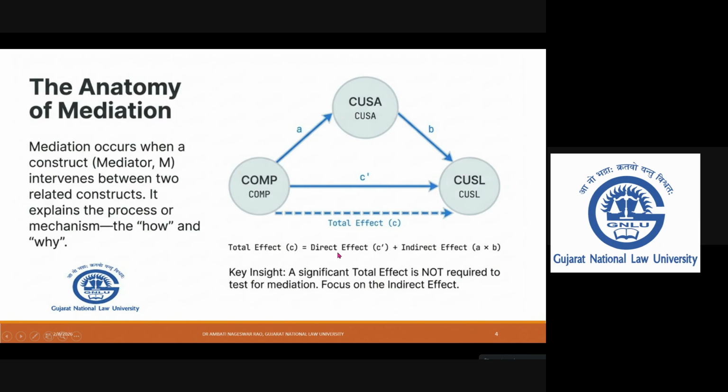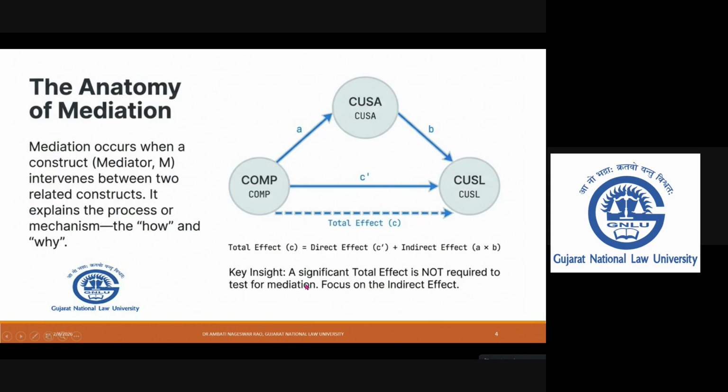Now we have 3 concepts: the direct effect, that is from the independent variable to the dependent variable; the indirect effect, that is from teacher qualities to admin staff to school performance. That's called the indirect effect. And the total effect is nothing but the direct effect plus the indirect effect. This is called the total effect. We are going to discuss this with the help of the data in the coming slides, maybe after 15-20 minutes.